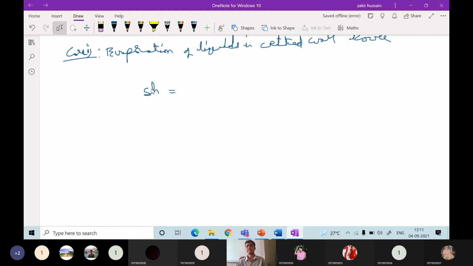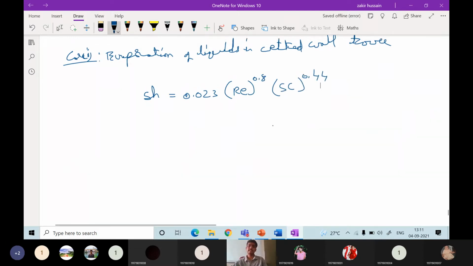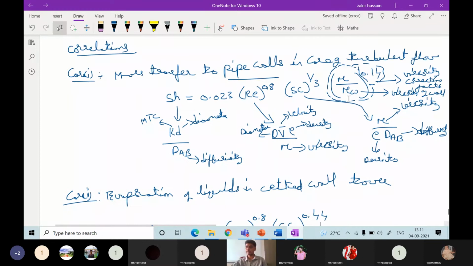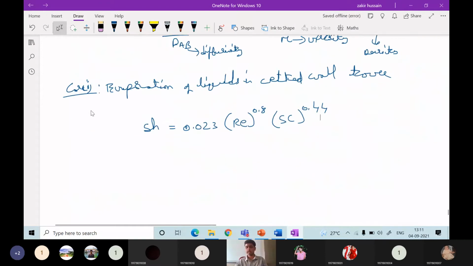Once again, Sherwood number is Kd by DAB equal to 0.023, Reynolds number power 0.8, and Schmidt number power 0.44. Only in this case, this is replaced. The viscosity correction factor is not there, and the Schmidt number power is 0.44. That's the difference. All the other variables are the same. Sherwood number is Kd by DAB, Re is d V bar rho by mu, and Schmidt number is mu by rho into DAB.